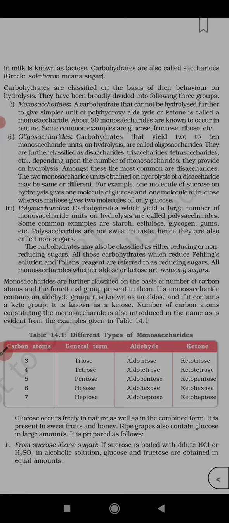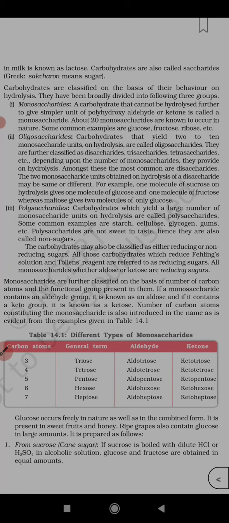Based on the behavior on hydrolysis, we have divided them into three types: monosaccharides, oligosaccharides, and polysaccharides. A monosaccharide means a carbohydrate that cannot be hydrolyzed further to give a simpler unit of polyhydroxyaldehyde or ketone.